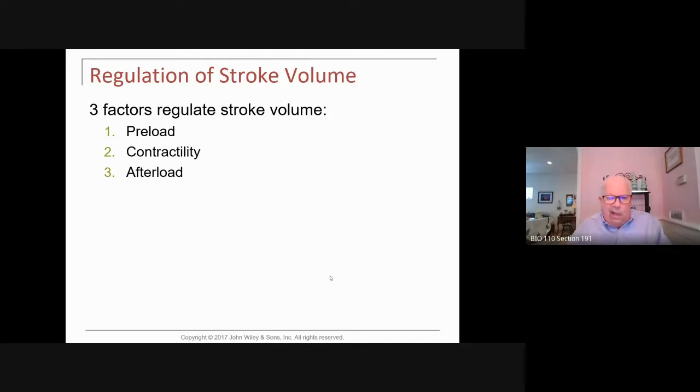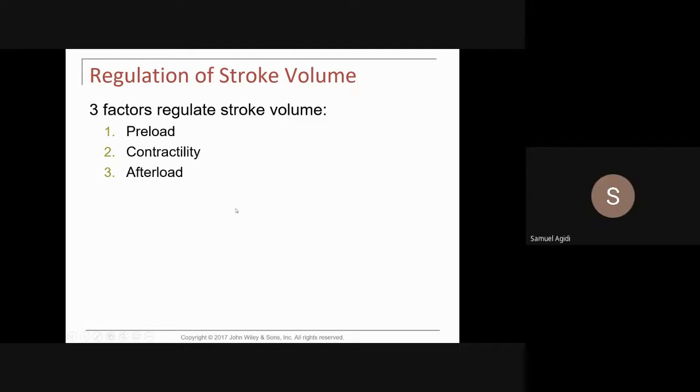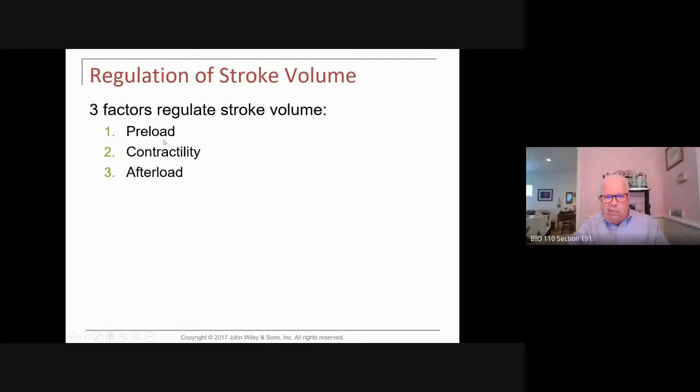So the formula is CO equals SV times HR. We talked about heart rate, but only 3 things affect stroke volume. CO is equal to SV, stroke volume, times heart rate. Preload, contractility, and afterload. What is preload? What do you think preload means?